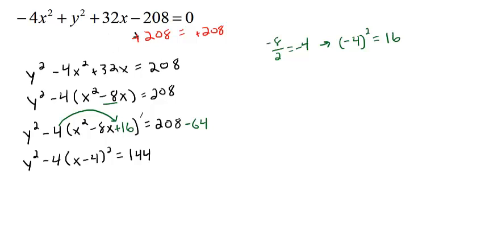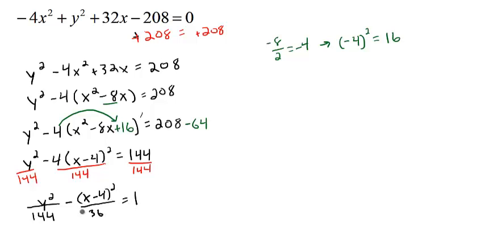Last thing we have to do is divide the right side by 144 so that we get this all equal to 1, and that means I also have to divide this by 144 and this by 144, and we could simplify things. So y squared over 144 minus 4 divided by 144 reduces to 1 over 36. So I'm just going to write (x minus 4) squared over 36, and that's equal to 1. So there's my standard form right there. We do it the same way as what we did in the last example.